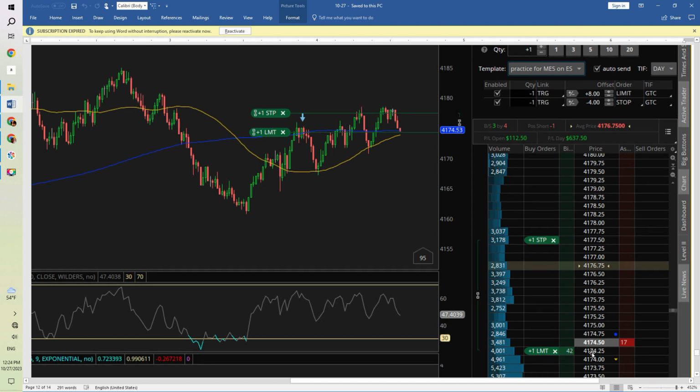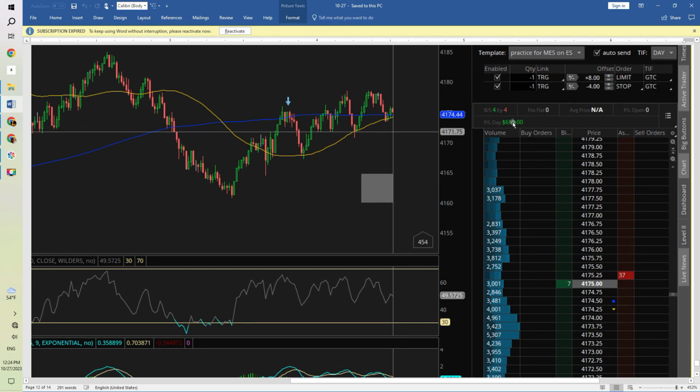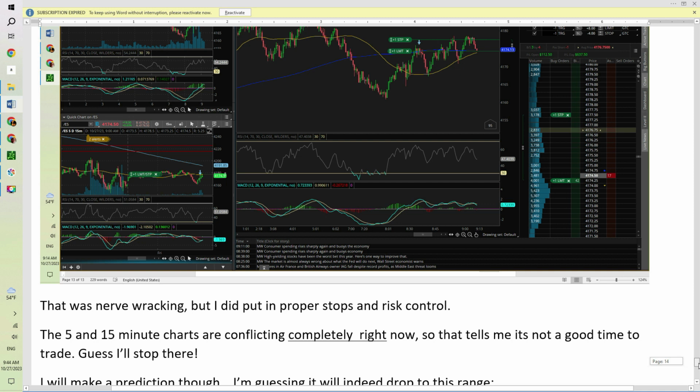Okay, now it's dropped down, and you can see it's almost filled. And there we go, I'm out. $650 profit, 4 trades.